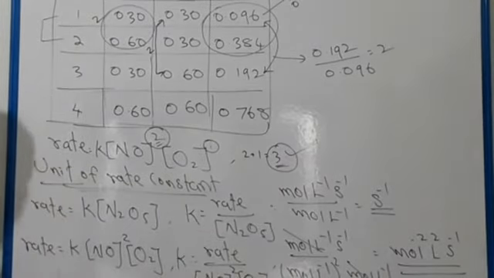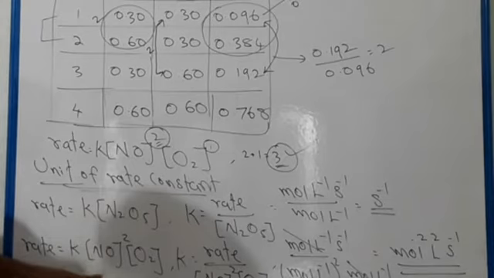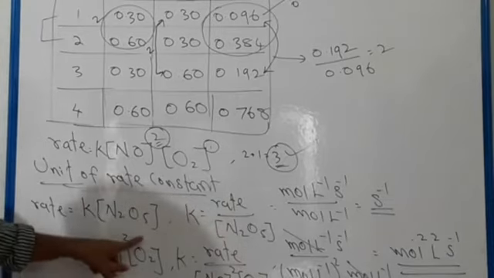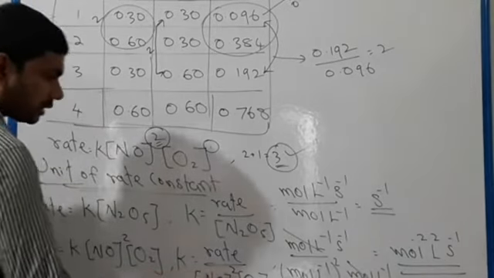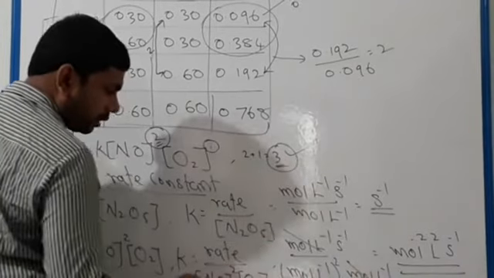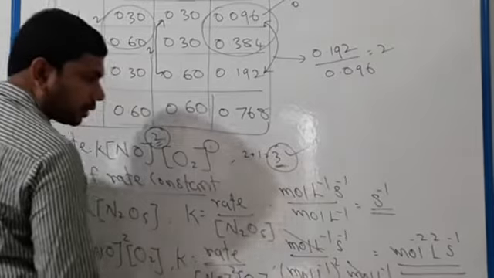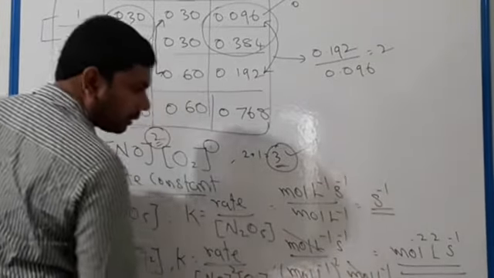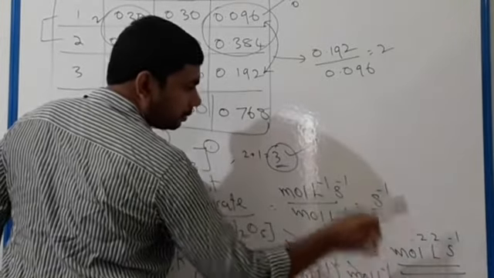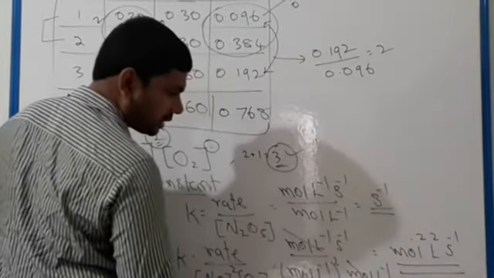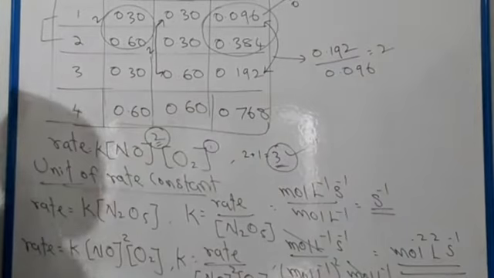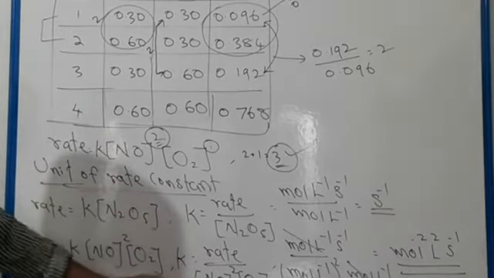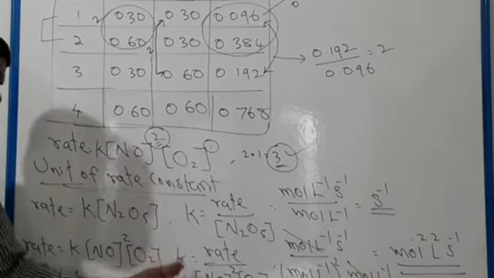See another experiment, rate equals k times concentration of NO power 2, concentration of oxygen. So here rate constant k equals rate divided by concentration of NO power 2, concentration of oxygen. So the unit is mole per liter second inverse, divided by mole per liter power 2 times mole per liter. Okay, so this term will be cancelled. When this term comes up, it will be like this, mole inverse 2 liter square second inverse. This is the unit of rate constant for this chemical reaction. So remember, the unit of rate constant is not always the same, it will be different for different chemical reactions.